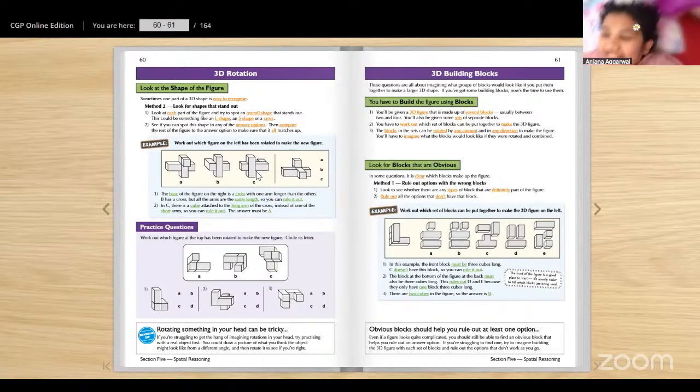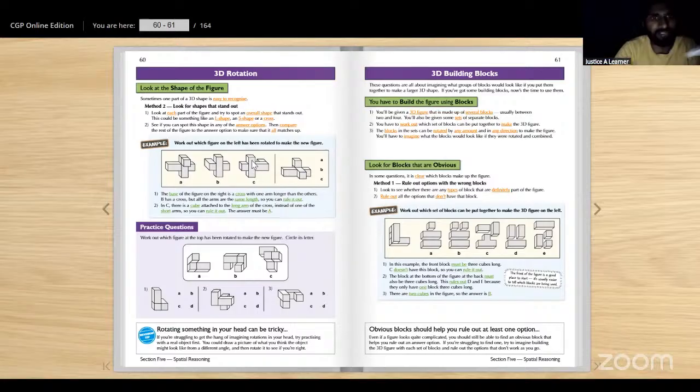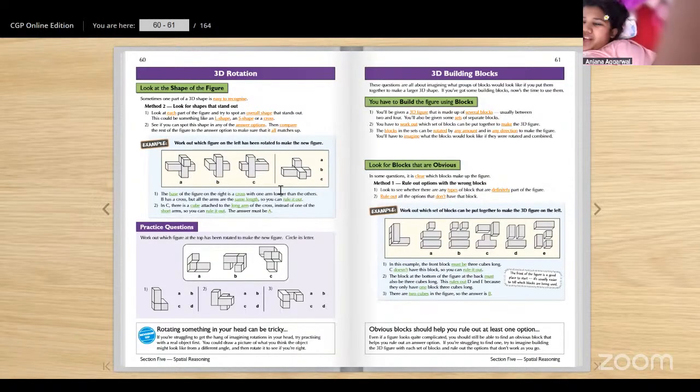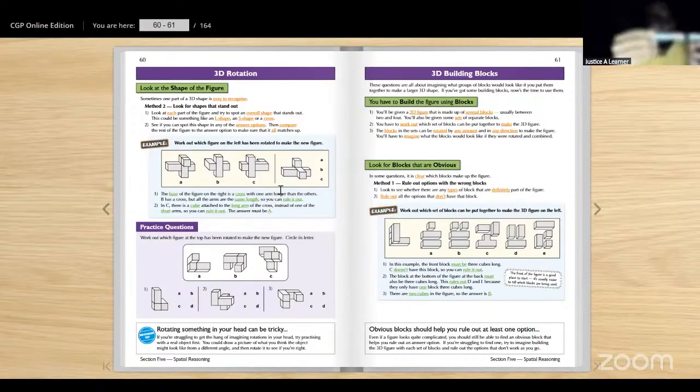When I rotate it, it will come to another side. So the same happened in case of A. When you rotate it, it comes to another side, right? No. You're not getting the point.